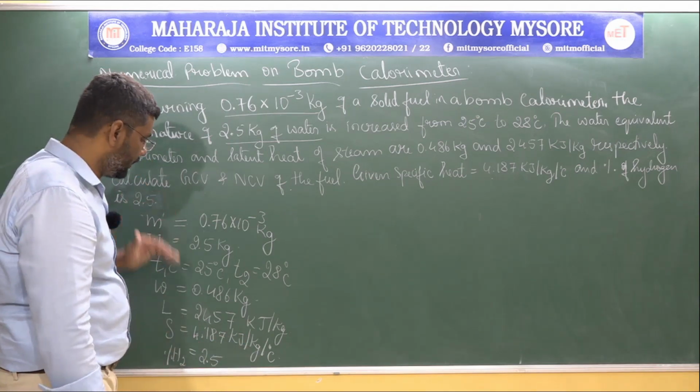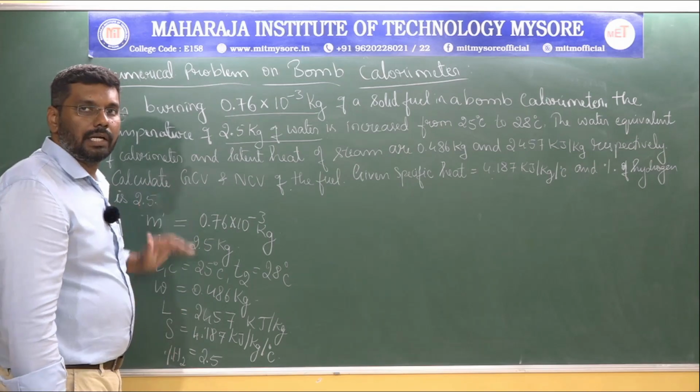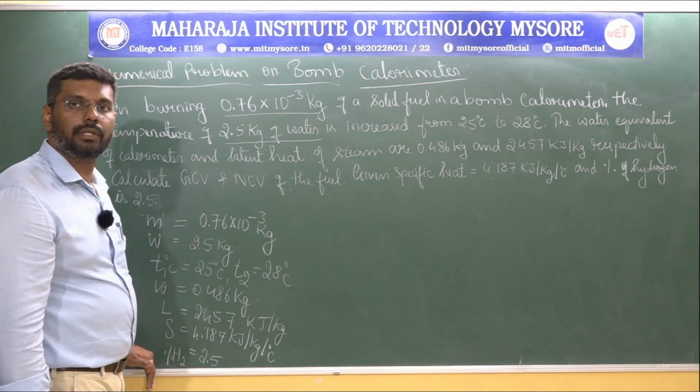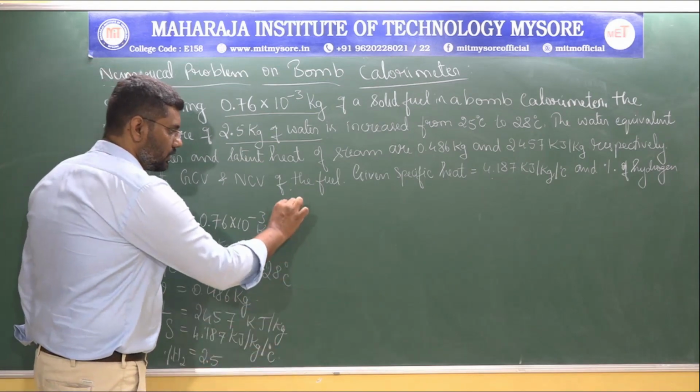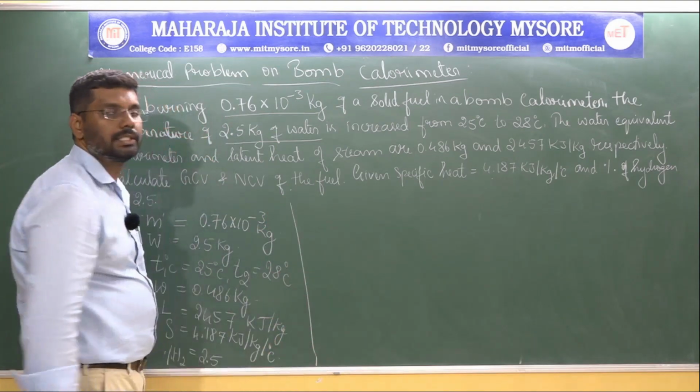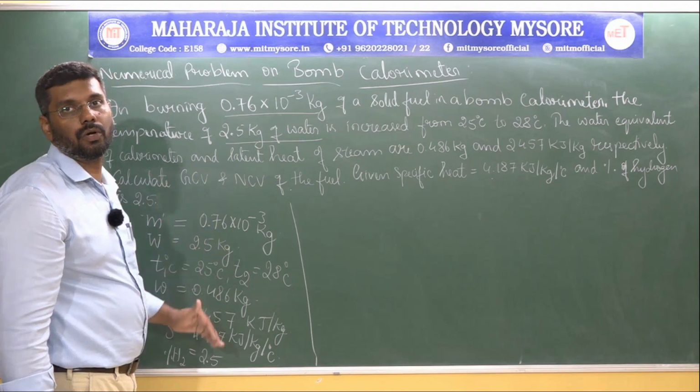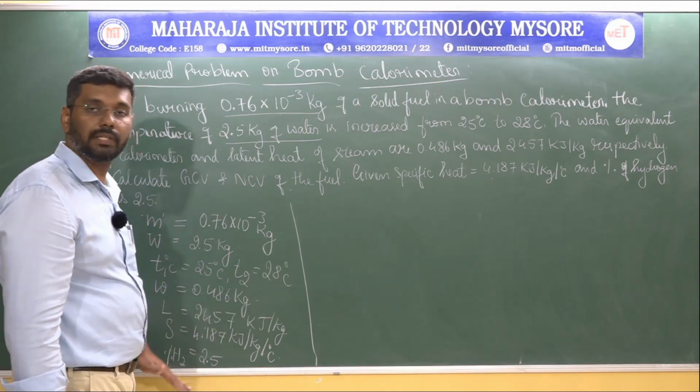So these are all the given data which I have written at a side. So this is how you need to go during the calculation part. All of a sudden you are not supposed to write the equation and calculate GCV and NCV, because somewhere you may go wrong here.